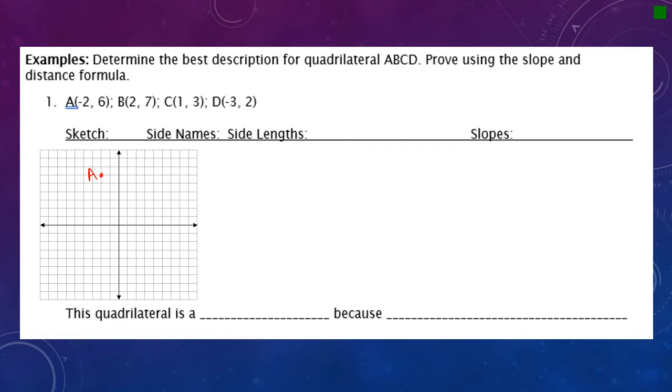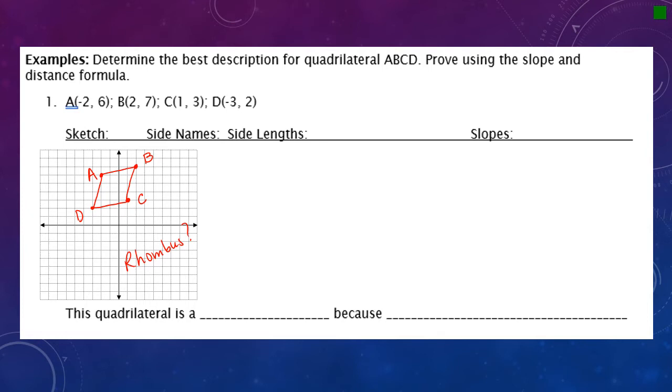Point B is at 2, 7. C is at 1, 3. And finally D is at -3, 2. And then I'm going to connect the dots, so you can kind of see what your shape looks like. It looks to me like a rhombus. So as I'm going through and figuring out all my side lengths and all my slopes, I'm keeping in the back of my mind that I think this is maybe a rhombus. So that gives me some clues as to what I'm looking for.